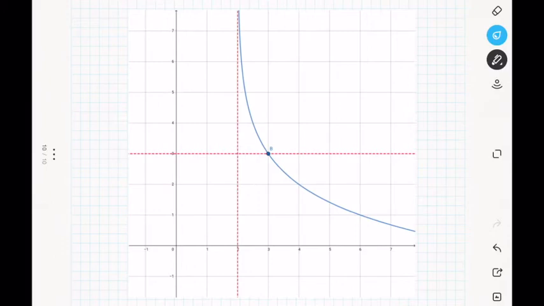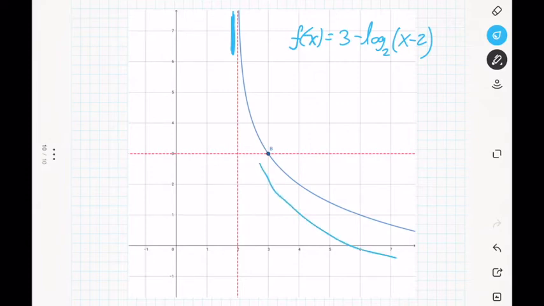Here's a better view of that graph of f of x equals 3 minus log base 2 of x minus 2. And this is what it would really look like. Notice it's hugging really closely up here, the positive side of the y asymptote, and then growing slowly as we cross that side.